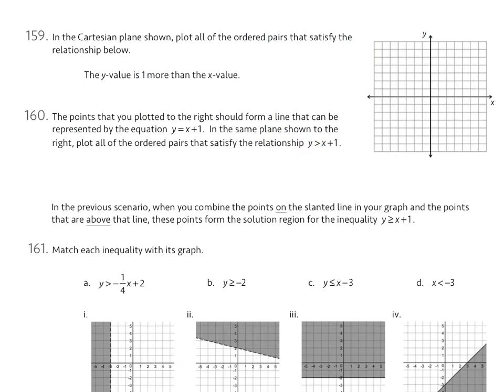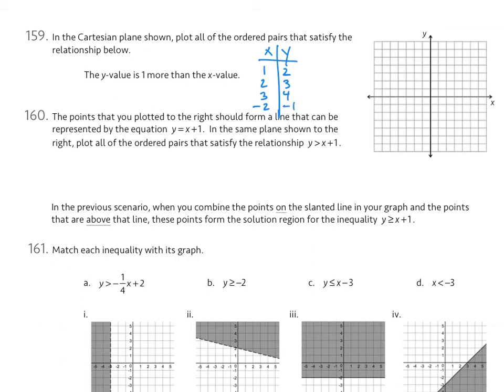159. In the Cartesian plane shown, plot all of the ordered pairs that satisfy the relationship below. The y value is 1 more than the x value. Let's make a t-chart to see what this means. The y value is 1 more than the x value. So if x is 1, y is 2. If x is 2, y is 1 more, 3. If x is 3, y is 1 more, 4. How about negative 2? 1 more than that would be negative 1.